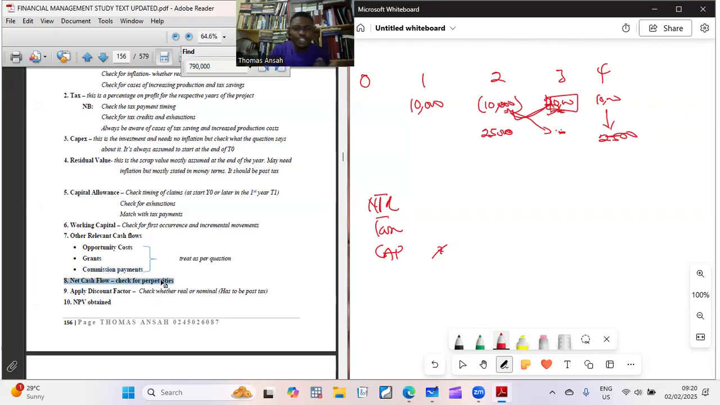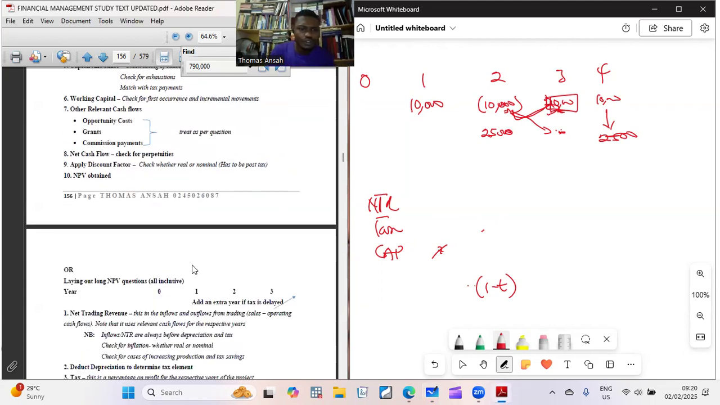And please, for the net cash flow, check if they are supposed to grow in perpetuity. Please, if you have not watched my video on delayed and advanced annuities and perpetuities, now is the best time. Apply your discount factor. Then, please, the discount factor should always be post-tax. So whether real or nominal, when you get it, do 1 minus T with it. It should be post-tax, so be careful. After you've converted it from real to nominal, post-tax it again. All right, then you get your NPV.